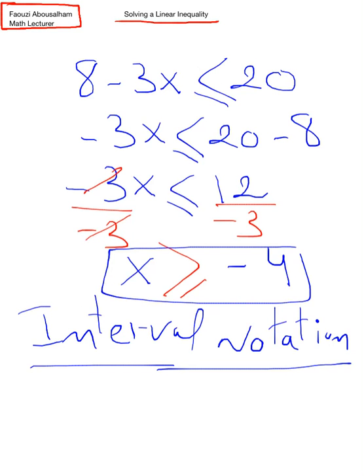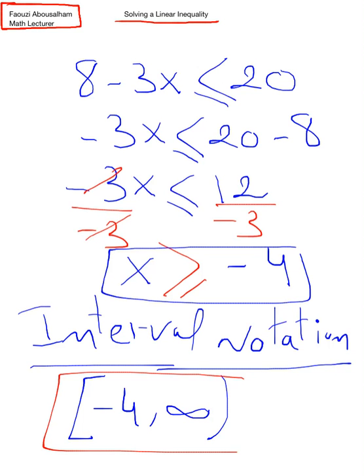So x is bigger than or equal to negative 4. So that will be a closed bracket here. We have negative 4 all the way to positive infinity. All right, and of course, it will be an open interval at infinity, because we don't know what the end value of the positive numbers is.